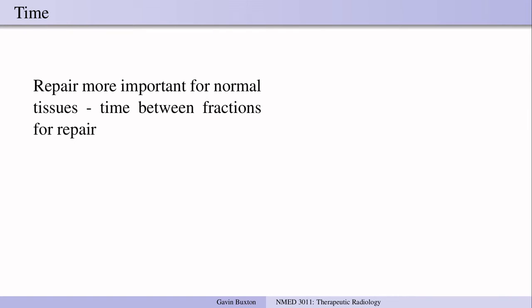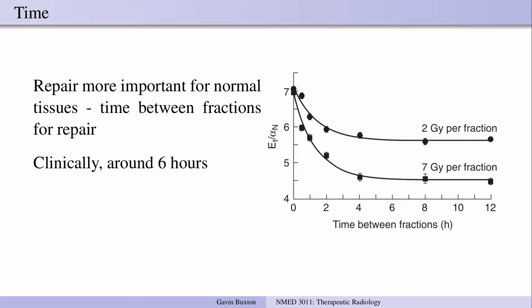So repair is important for normal tissues, and the time between fractions is dictated by the need to give the tissue time to repair the radiation damage from the previous fraction. The time it takes for normal cells to repair radiation damage is probably between 30 minutes and 1.5 hours, depending upon cell cycles. Clinically, it's been found, again by trial and error over the years, that a time of 6 hours between fractions is required. Any less than that, and we start to see more severe late reactions in the normal tissue.